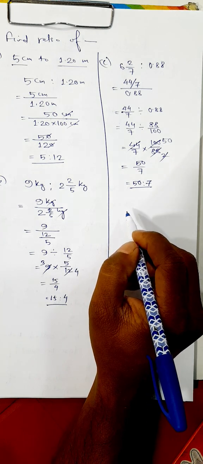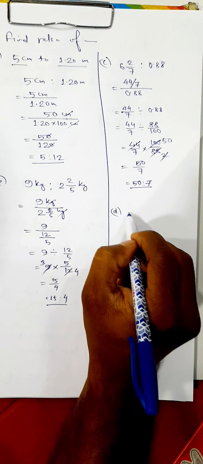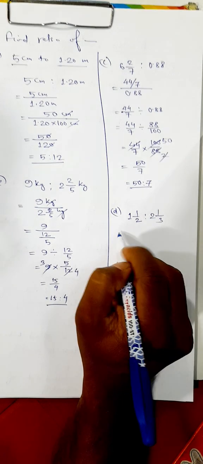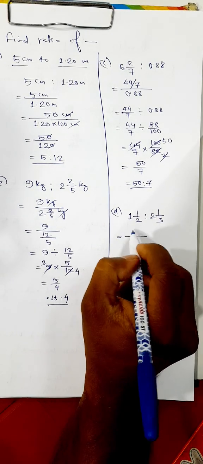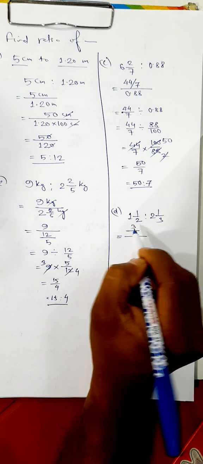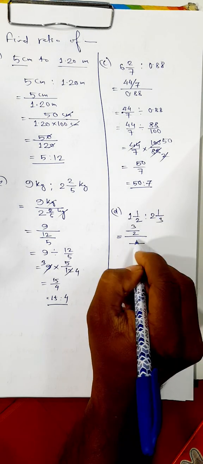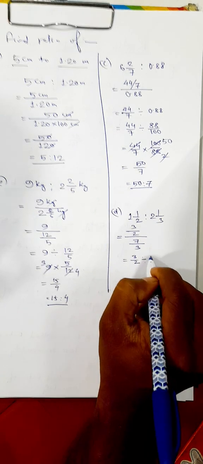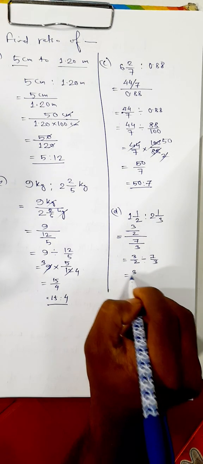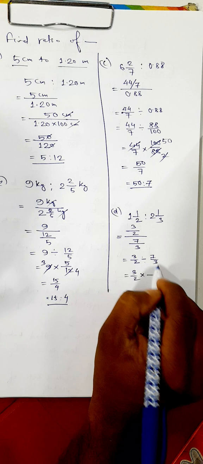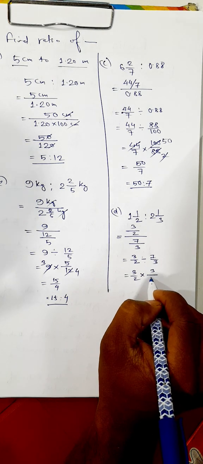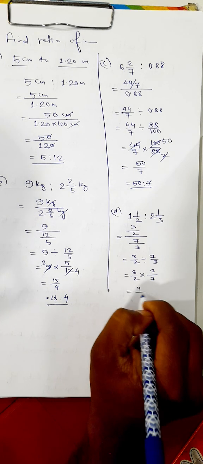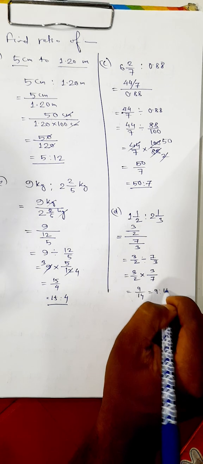Similarly, let's say you compare this, 1.5 is to 2 and 1/3. Now the first term is 2 and the 2 plus 1, 3, 3 by 2. The second term is 3 to the 6 plus 1, 7 by 3. Now let's simplify this. 3 by 2 divided by 7 by 3. So 3 by 2 multiplied by the reciprocal of 7 by 3 is 3 by 7. So this becomes 9 by 14 or 9 is to 14, right?